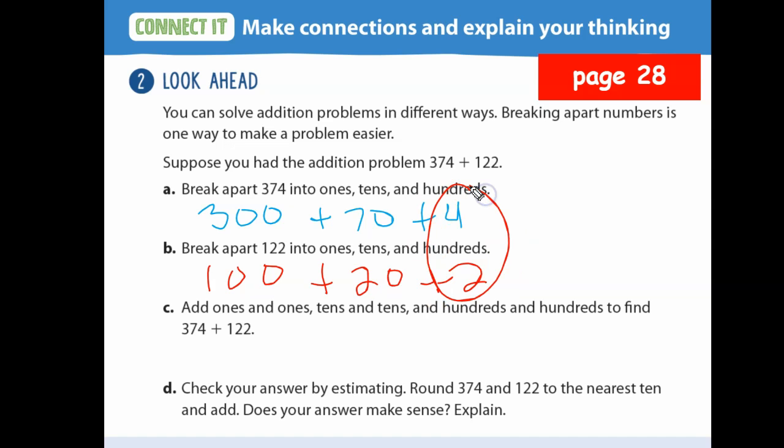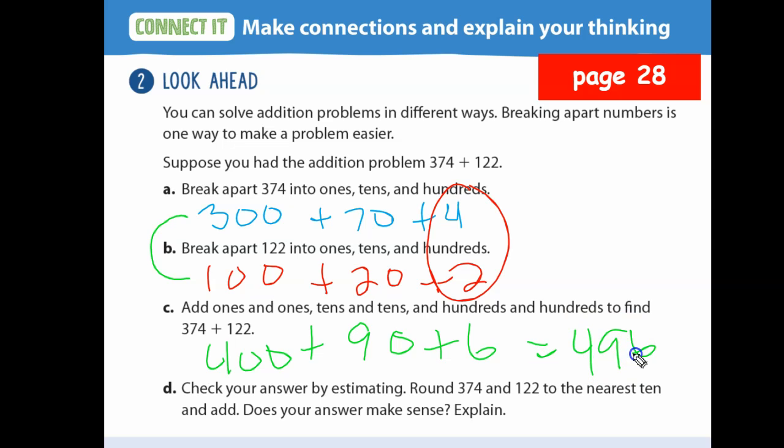So what's 2 plus 2? I mean 4 plus 2, sorry. 4 plus 2? 6, thanks. And 70 plus 20? 0 plus 0 is 0. And then 7 plus 2? 9. So that would be 90. Plus, what's 300 plus 100? 400. Okay, and then I just put them all together. I have 400 plus 90 plus 6. That's 496. That's another way to complete it.